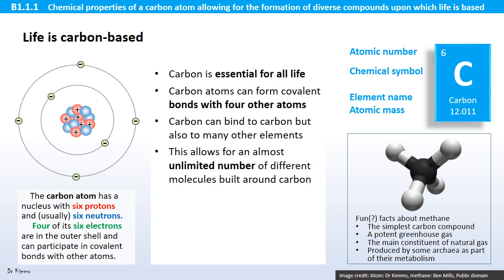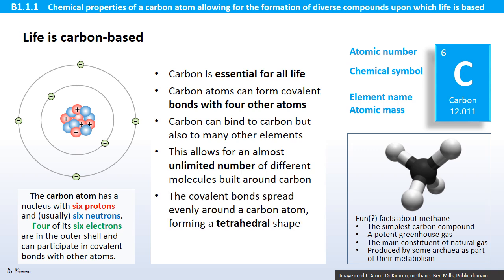The atomic number of carbon is 6 and its atomic mass just over 12. The covalent bonds spread evenly around a carbon atom, forming a tetrahedral shape. You can see that on the right. That's the simplest carbon compound, methane. The bonds are evenly distributed around the black carbon atom in the middle. Methane is a potent greenhouse gas. It's the main constituent of natural gas, and it's produced by some archaea as part of their metabolism. In methane, there are no double bonds, but carbon can form double bonds and even triple bonds.